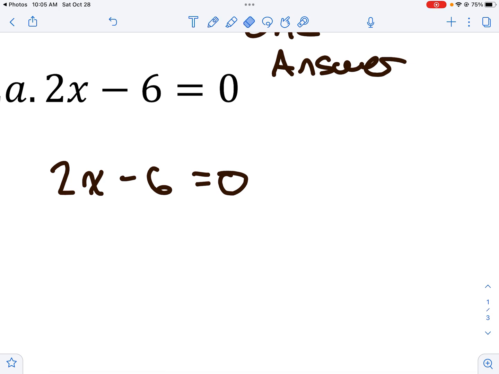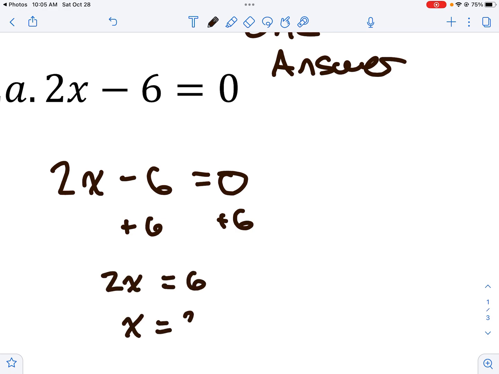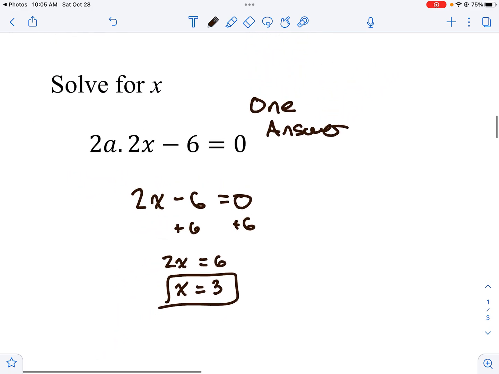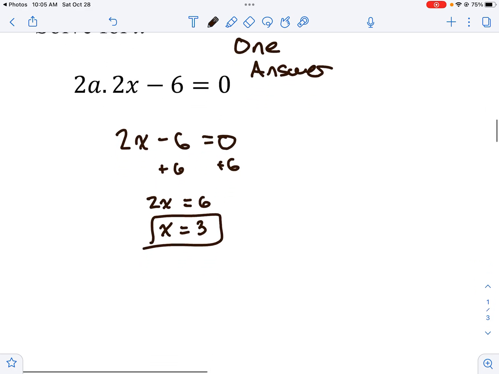All right, so if we start with linear, the good old days, you can add 6 to both sides. So 2x equals 6, divide by 2, we get one solution, x equals 3. Again, according to the fundamental theorem of algebra, we were expecting one solution. You don't have to do this, but hey, if I subbed in 3 back into the original, 2 times 3 is 6, 6 minus 6 is 0, it checks.